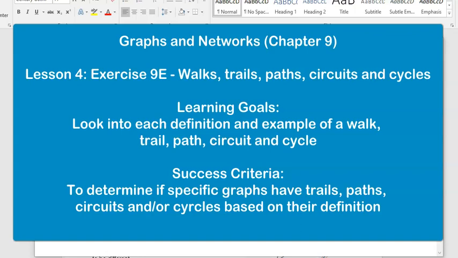This will be a lesson for exercise 9E, walks, trails, paths, circuits, and cycles. The learning goal for this one is to look into each definition and example of a walk, trail, path, circuit, and cycle. And the success criteria is to determine if specific graphs have trails, paths, circuits, and or cycles based on the definition.